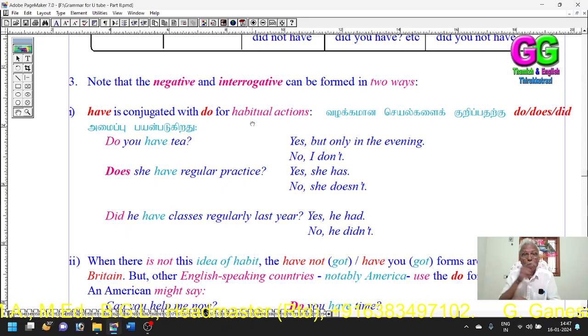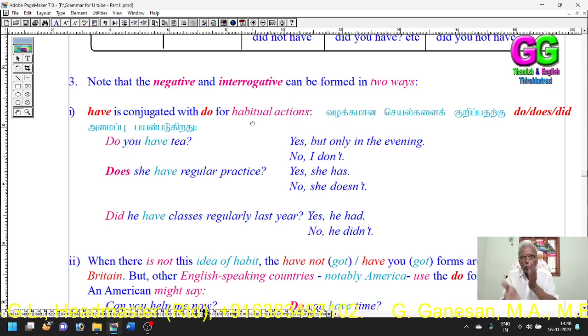Do I go to Madurai, or do you go to Madurai, or did you go to Madurai? So, in the negative and the interrogative, we split go as do plus go, goes as does plus go, and went as did plus go.